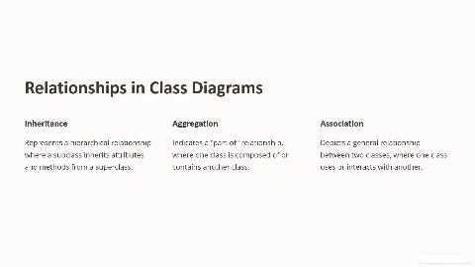Next one is aggregation. This shows a whole part relationship where a class is composed of other classes. For instance, a course class may contain multiple module classes. And the next one is association. It depicts a general link between classes. For example, a student and a course are associated because students enroll in courses.